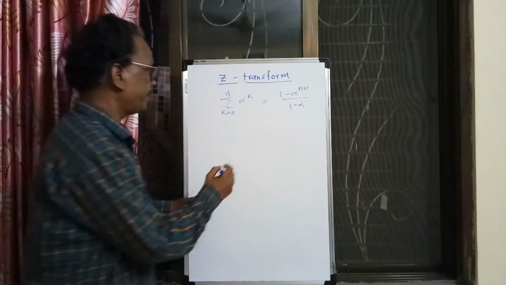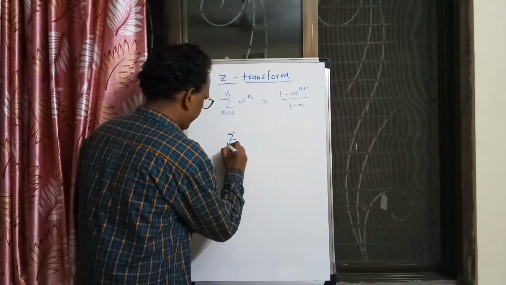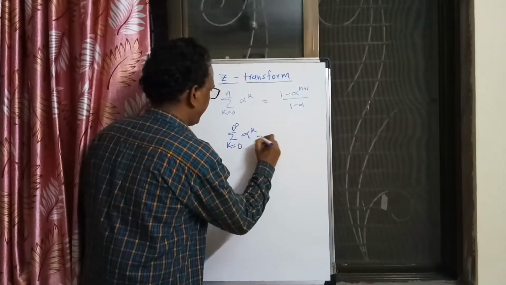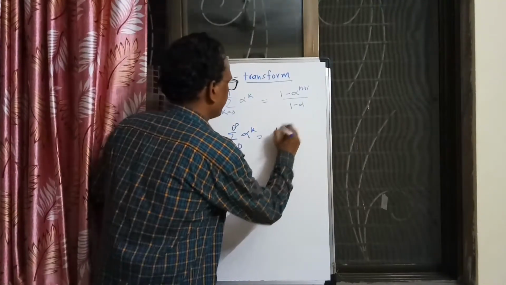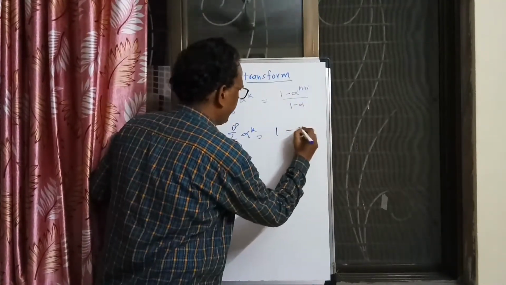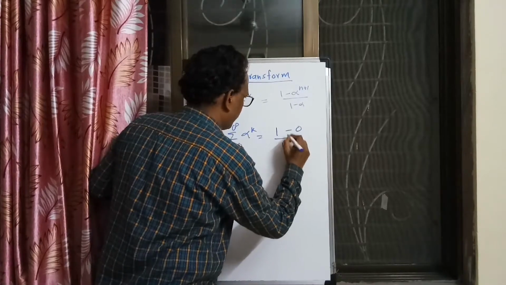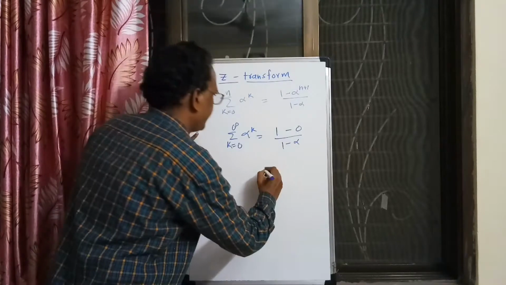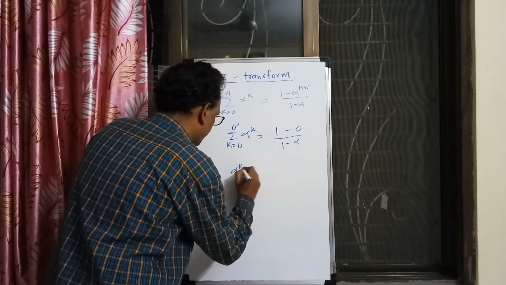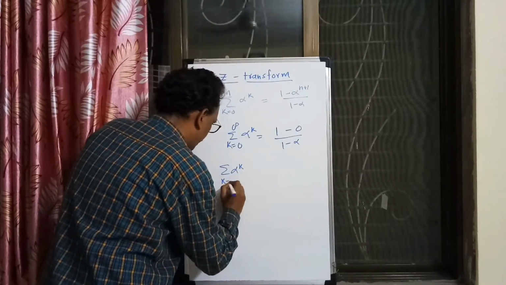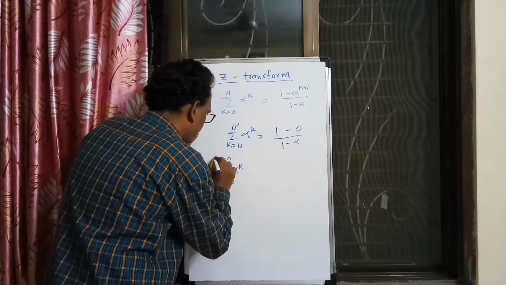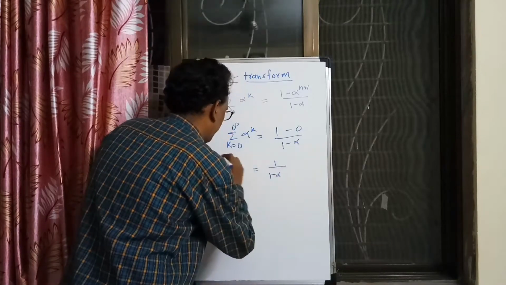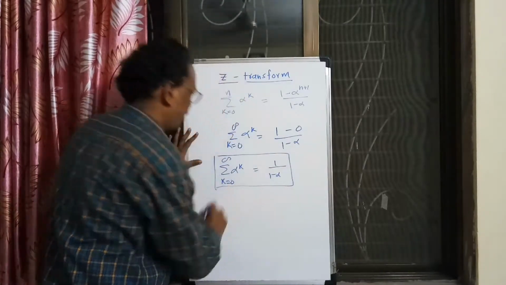Take n equal to infinity. So we know what the formula will be: k equal to 0 to infinity alpha raised to k, and as n tends to infinity, alpha raised to n plus 1 will be 0, so 1 minus 0 divided by 1 minus alpha, the denominator remains as it is. So your formula becomes the sum of alpha raised to k, k equal to 0 to infinity. The result is 1 divided by 1 minus alpha.